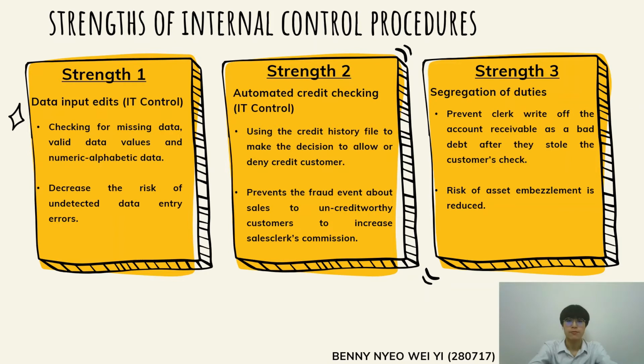In the cash receipt procedures, they already separate the cash receipt function and the accounts receivable function. This action shows the segregation of duties. The strength is preventing an SSU clerk who is responsible for both tasks from writing off the account receivable as a bad debt after stealing the customer's check. Then the risk of asset embezzlement is reduced.